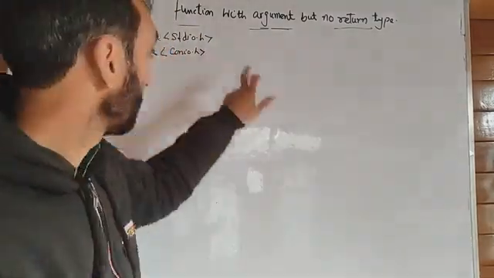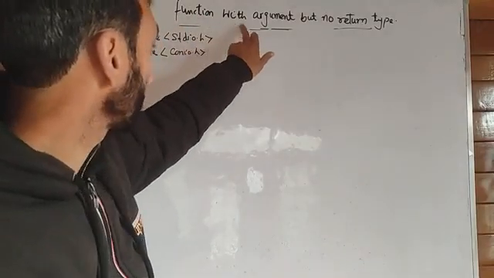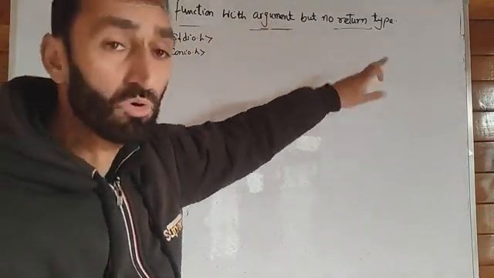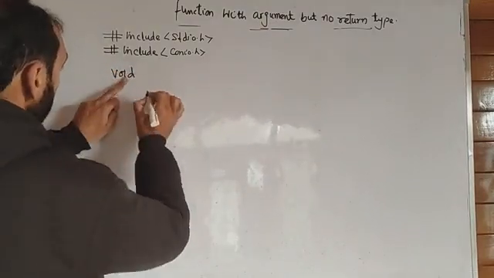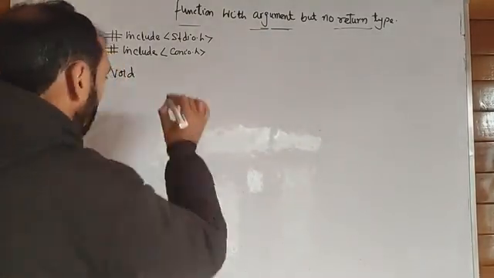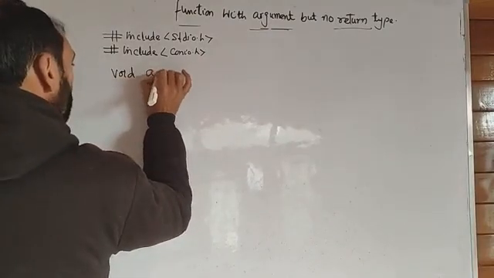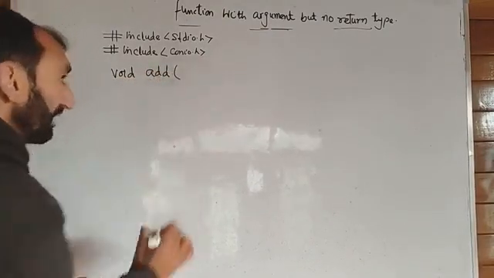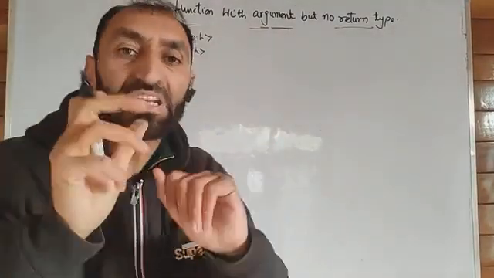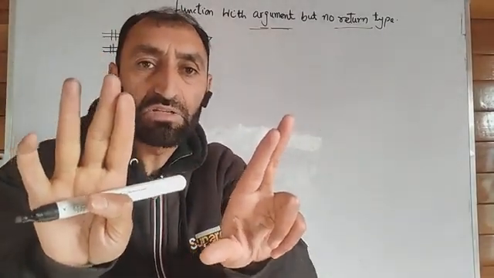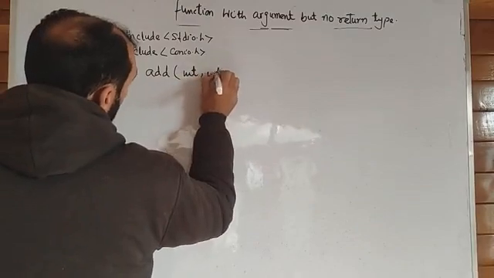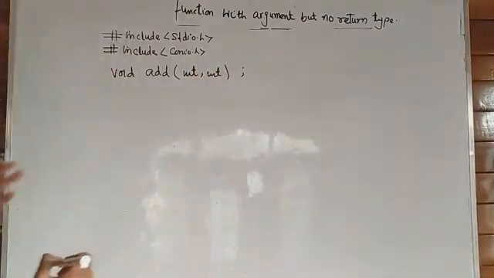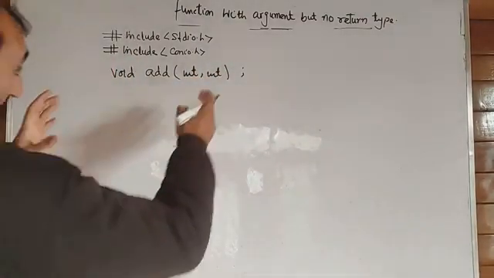What is the function declaration? The function declaration is for a function with arguments but no return. Here, return type is void. Name of the function, for example, is add. We want to add two integers, so here data type is int, and after that a semicolon. This is the function declaration.